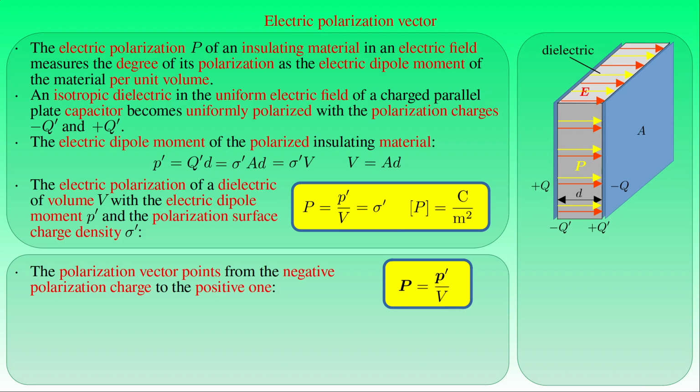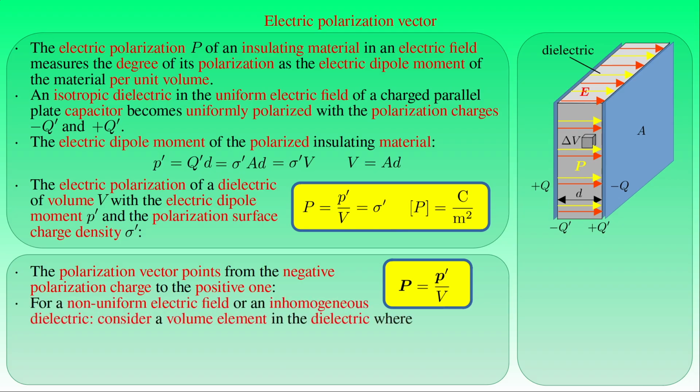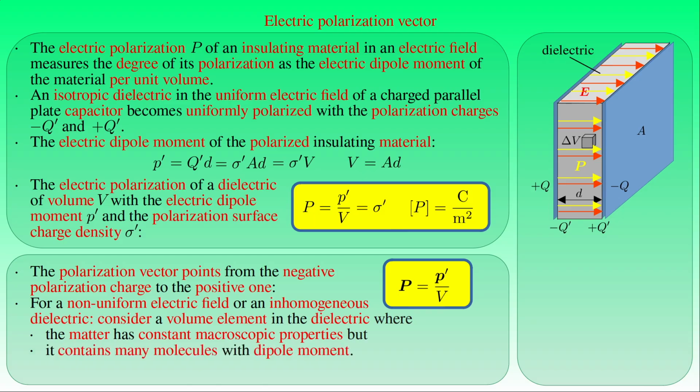In this case we need to consider a volume element delta V of the dielectric at any given point that is small enough to allow us to assume that any macroscopic property of the insulating material, such as density, temperature, or electric field strength, is constant in the volume element. At the same time, delta V must be big enough to contain many molecules with electric dipole moment.